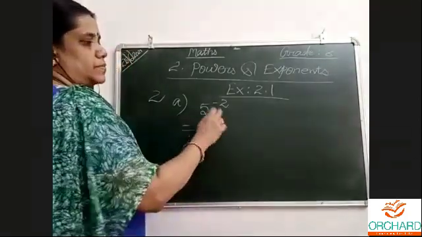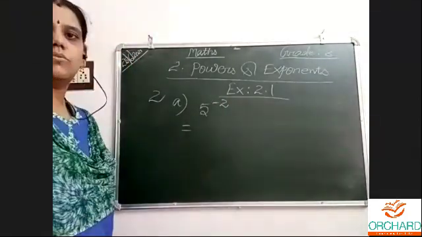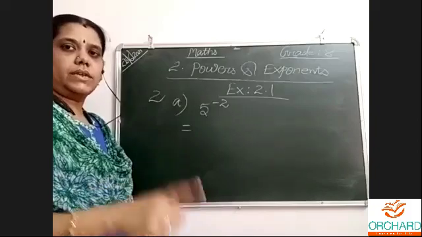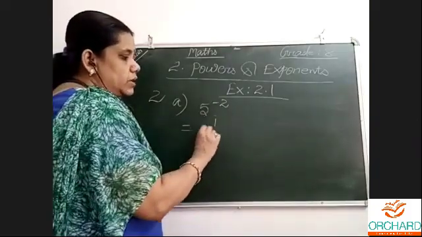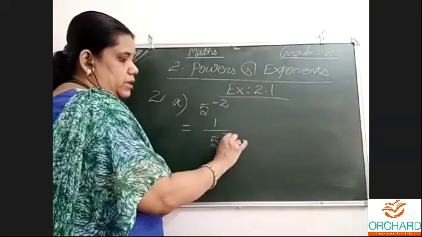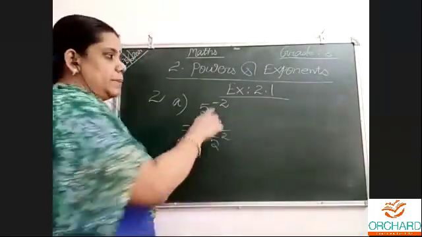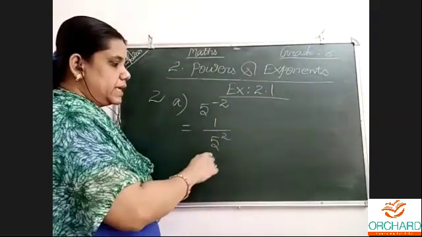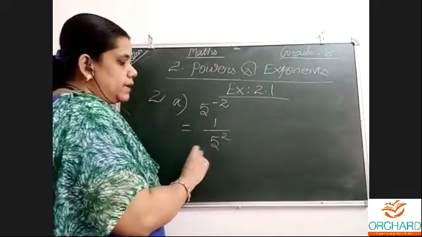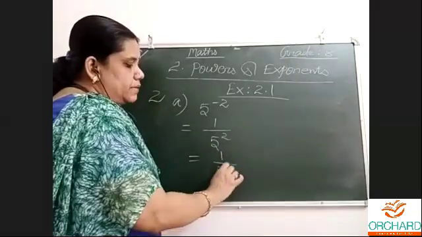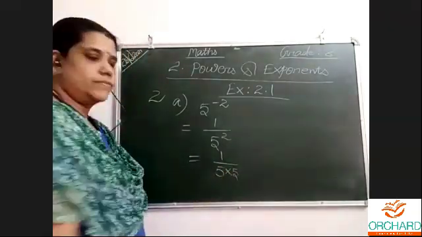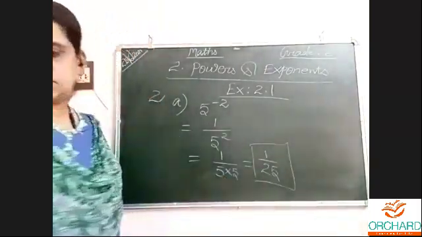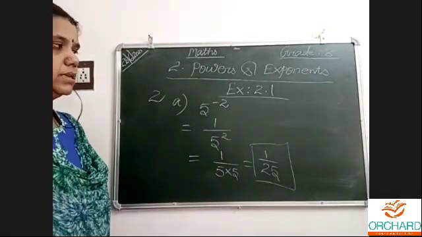Now, I will write here: 5 power minus 2. What to do? What I told you. When the power is negative, the first step is to make it positive. Then only we can solve. So 5 power 2, what I told you? Reciprocal of that number. When the power is negative, 1 by that base with that power. Now what is the value for this? 1 by 5 power 2. 5 5s are 25. This is the answer. 1 by 25.